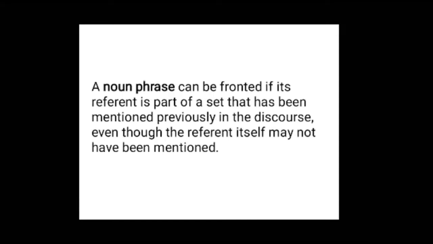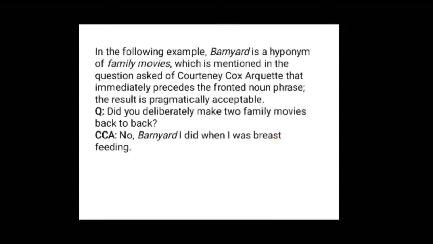So here, a noun phrase can be fronted if its referent is part of a set that has been mentioned previously in the discourse, even though the referent itself may not have been mentioned. So, in the following example, barnyard is a hyponym of family movies, which is mentioned in the question that immediately precedes the fronted noun phrase. The result is pragmatically accepted.